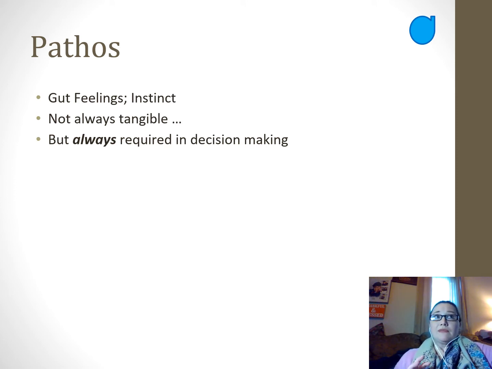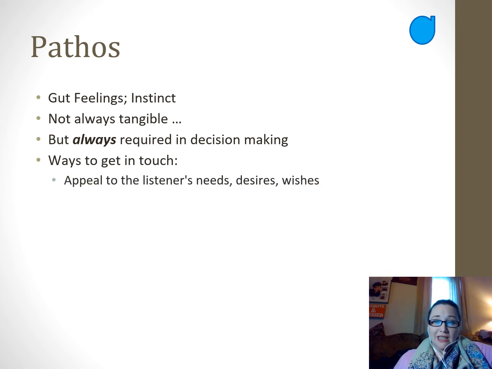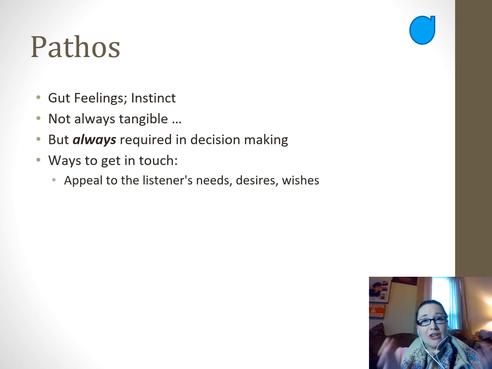It's just a part of life. We always consult our gut or our feelings when we're looking at how to make a choice. So some ways to get in touch: think about what the listener needs or wants, what appeals to them. Again, make it very focused on them. Who is your audience? Because this is not going to be the same for everyone.